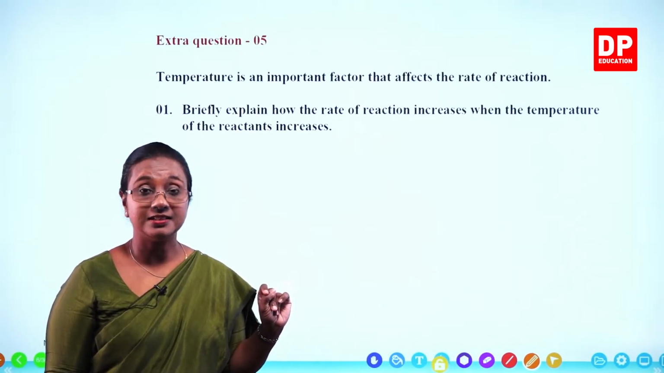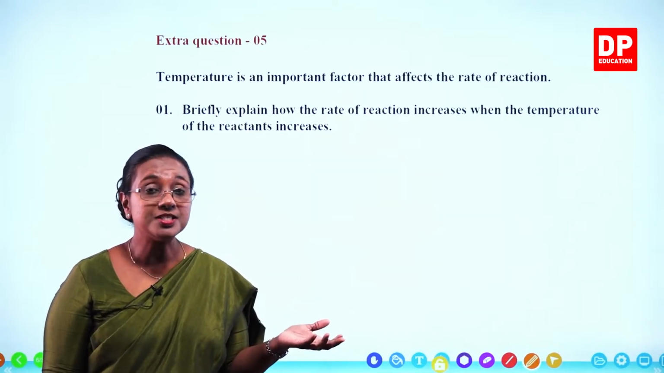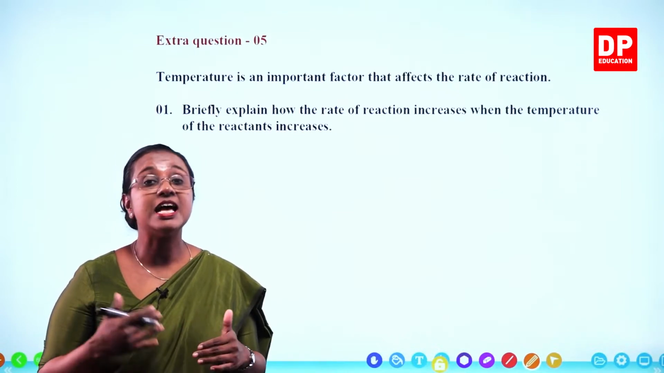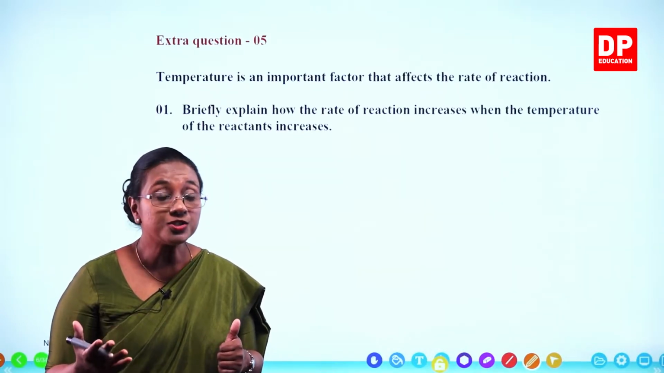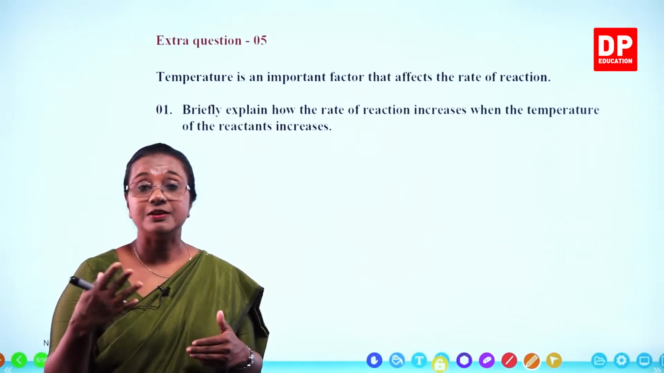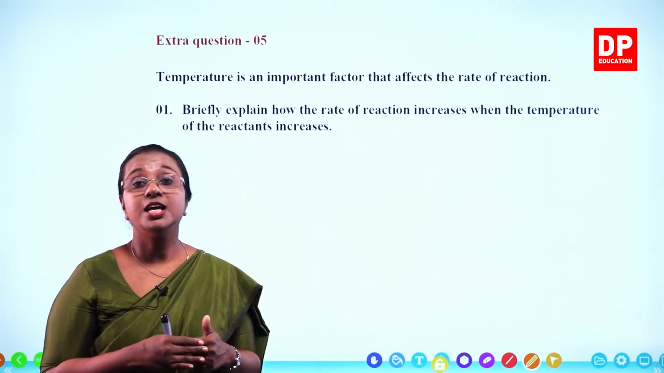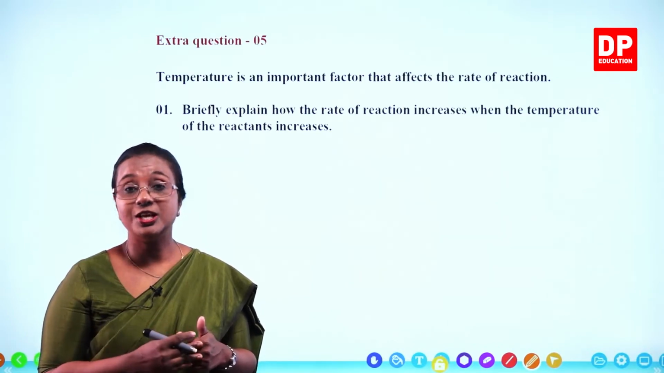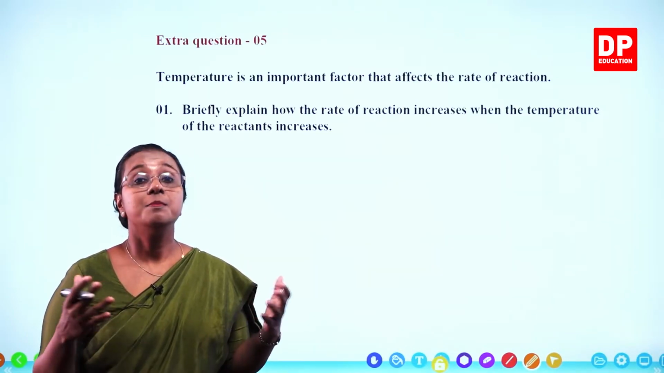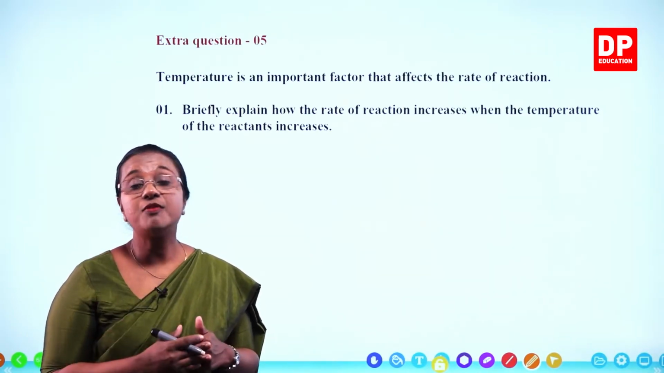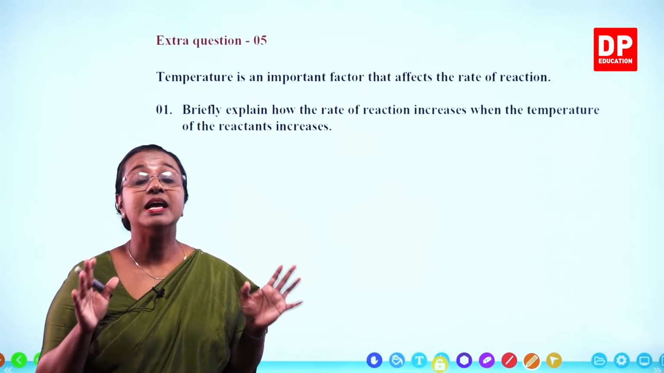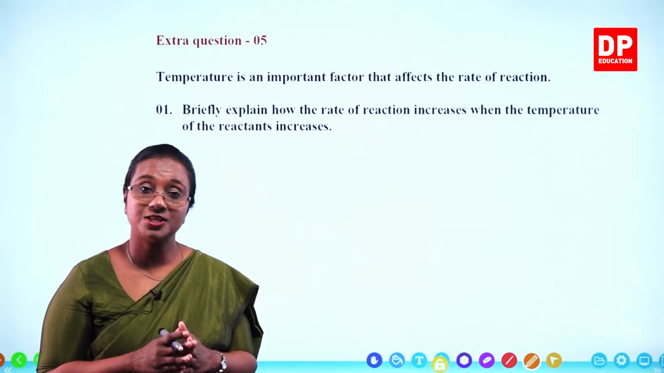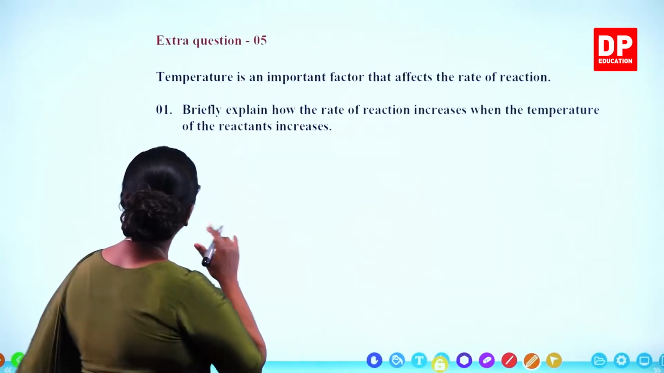How do they increase? When the temperature increases means the kinetic energy of reactants increases. Because of that, they start moving faster. You all know the equation for kinetic energy, half mv squared. So, velocity of particles increases. Because of that, the number of collisions per unit time increases. That increases the rate of reaction. So, that is what you have to explain here.